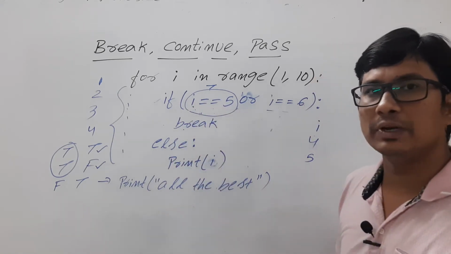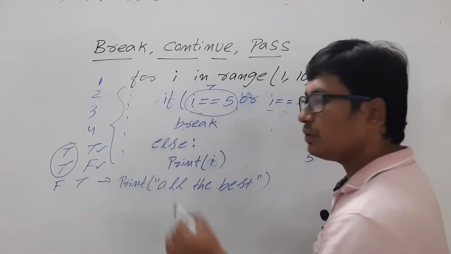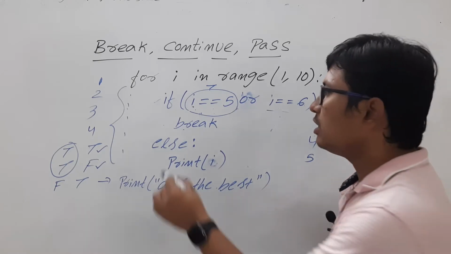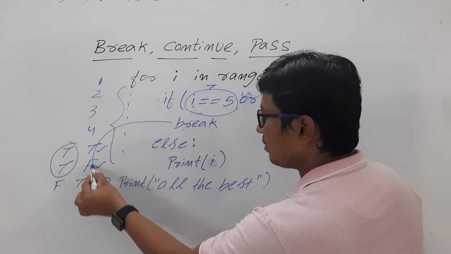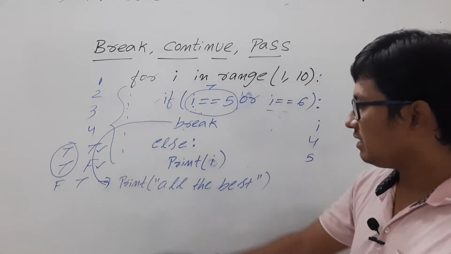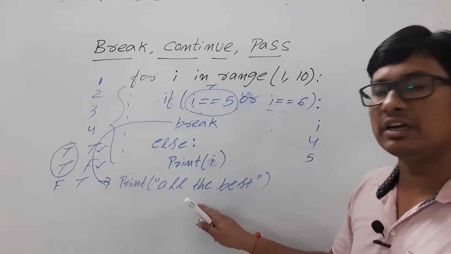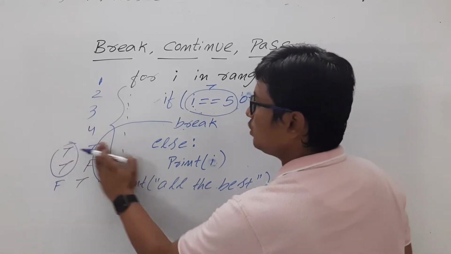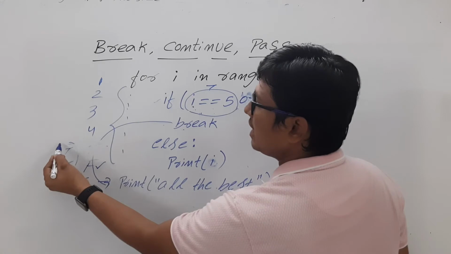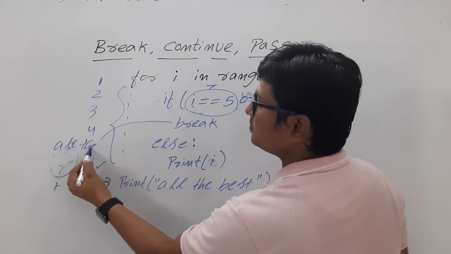So this condition is true. So the break statement, what will happen? Whenever you are executing the break statement, the control will come out from the loop and it will execute the next statement after the loop. What is the next statement there? All the best. So it will print 1, 2, 3, 4 and then all the best.